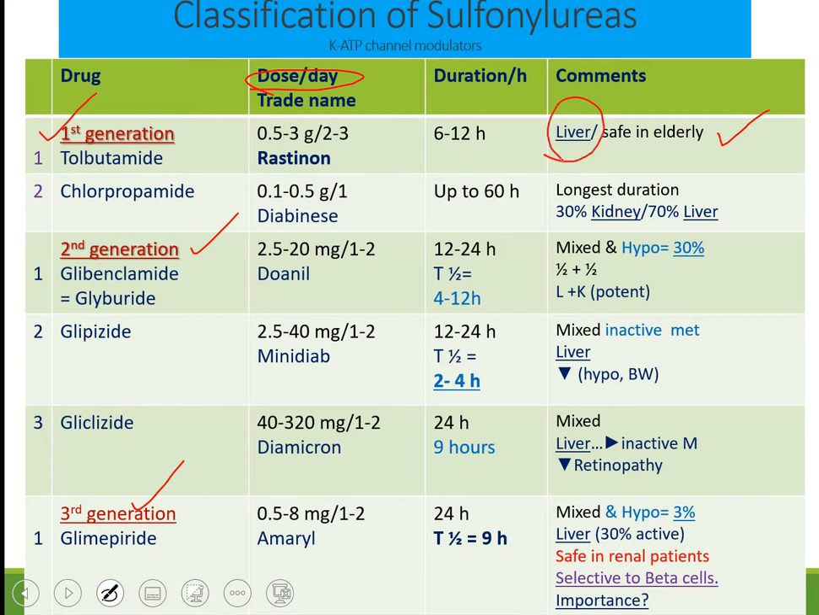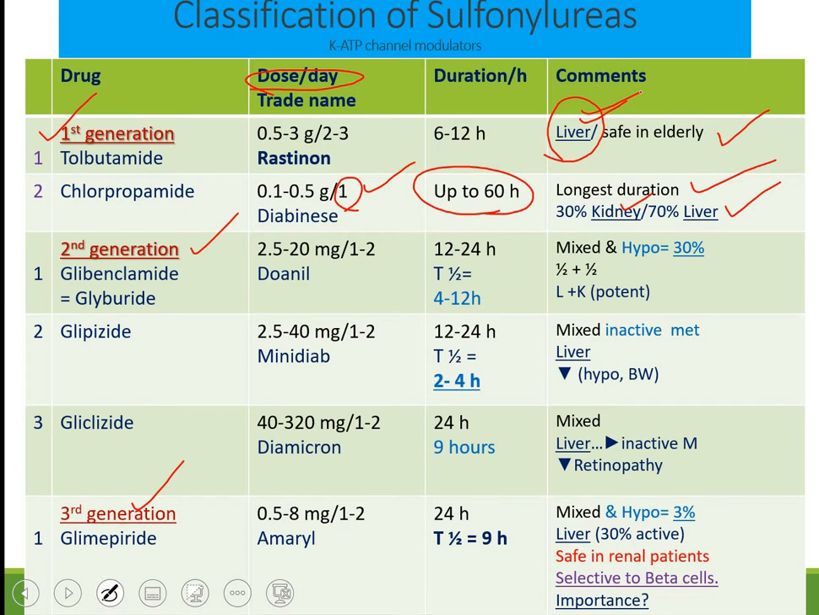Whereas chlorpropamide, this is its dose per day, given once a day usually. And duration of action sometimes goes up to 60 hours, and going up to 60 hours means the longest duration of action. So elimination is through the kidney, and 70% is metabolized in the liver. And remember, here it is 100% metabolized in the liver, that is tolbutamide. So this is something related to pharmacokinetics. And if you have not studied the metabolism and elimination, then you may be in problem.